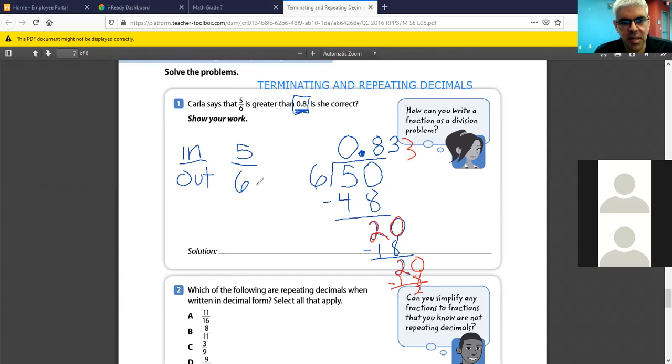So this decimal is repeating, right? So 0.83, and I am going to put the bar only on top of the 3 because the 8 does not repeat. The 8 is only here one time. Whereas this one, 0.8, is what we call terminating, which means to end. It ends right at the 8. There's nothing after the 8.